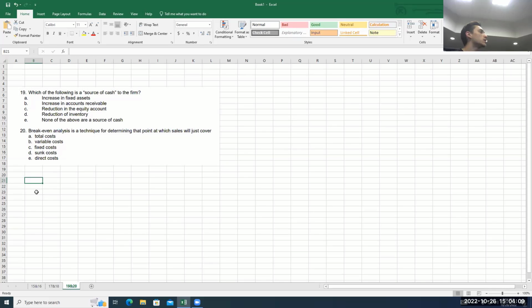Which of the following is a source of cash to the firm? Increase in fixed assets, increase in accounts receivable, reduction in the equity account, reduction of inventory, none of the above are a source of cash.